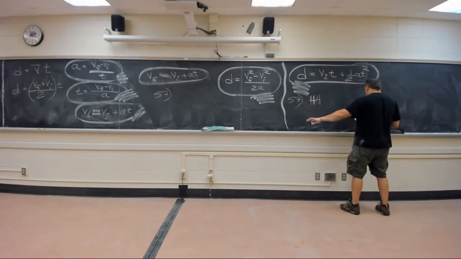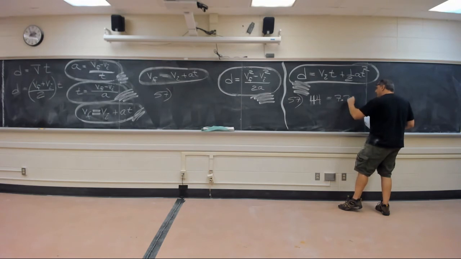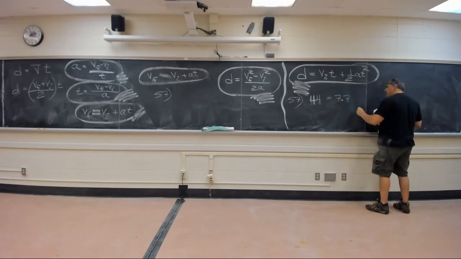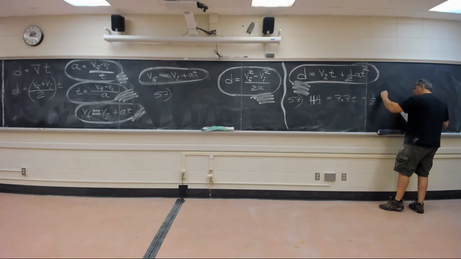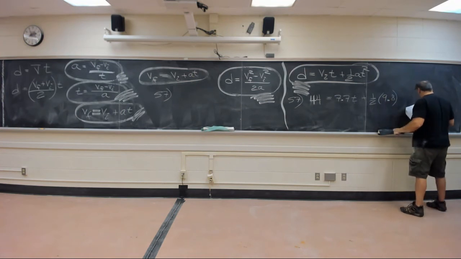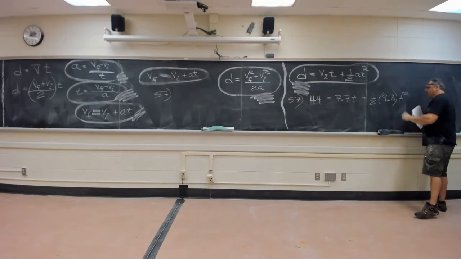From a 44-meter height, it's being thrown. The initial velocity given to it is downward at 7.7 meters per second. I don't know how long it's going to take for that flight to happen. That's, I guess, what I'm trying to find out. 9.8 meters per second is the acceleration due to gravity.